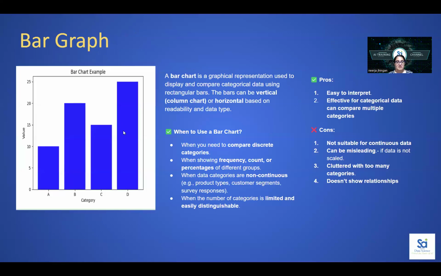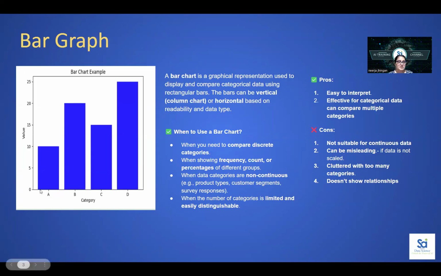Look at your screen. You can see here, this is called a bar graph. This is a very popular graph. Mostly we use it in many cases. But first of all, I will tell you the definition and when you should use it and what are its pros and cons as well.